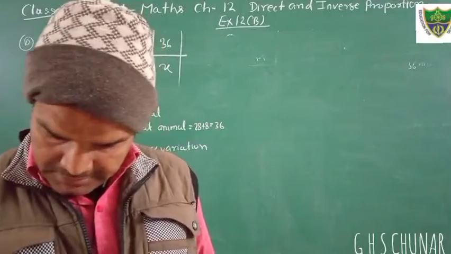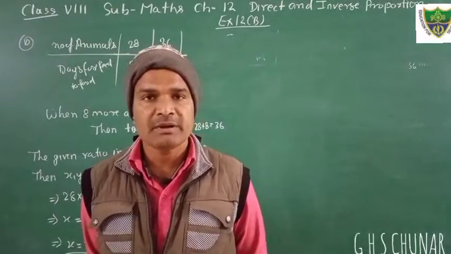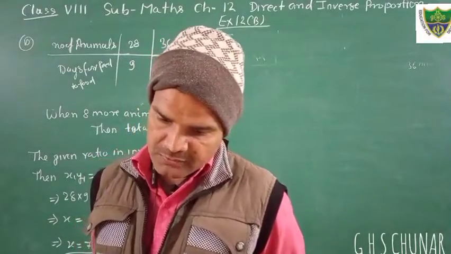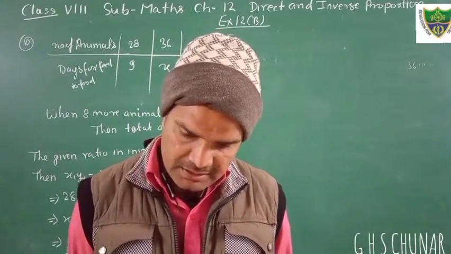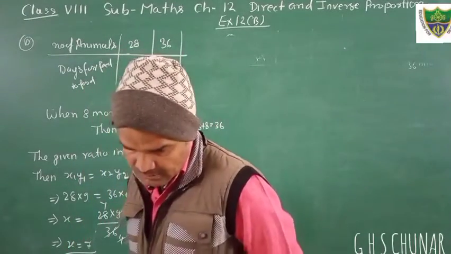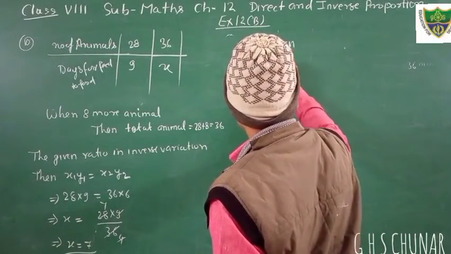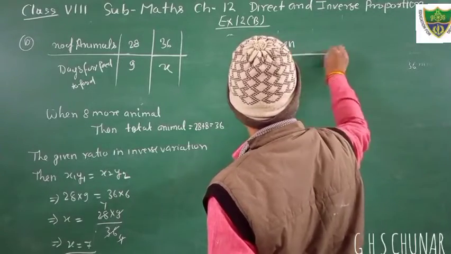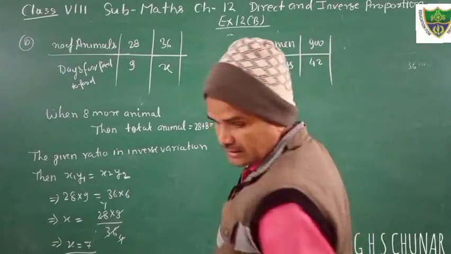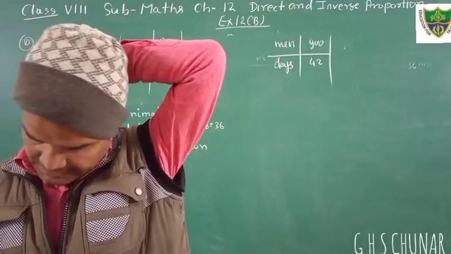In question number 11, a garrison of 900 men had provision for 40 days. If, however, a reinforcement of 500 more men arrive, for how many days will the food last now? Here we have men and days, two relations. The first relation is 900 men for 42 days.